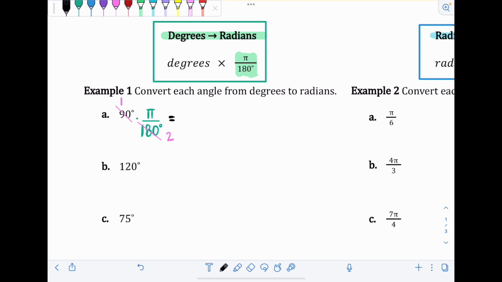And now we can multiply straight across. If you would like to see it as 90 degrees over 1 to multiply straight across, that's fine. But it would be 1 times pi, which is pi, over 1 times 2 left over in the denominator. So it'd end up being pi over 2. So pi over 2 is equivalent to 90 degrees. Pi over 2 is just the measurement in radians.